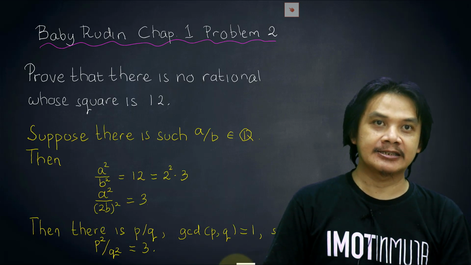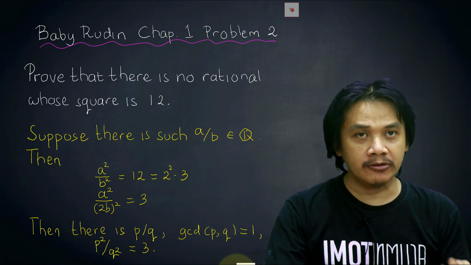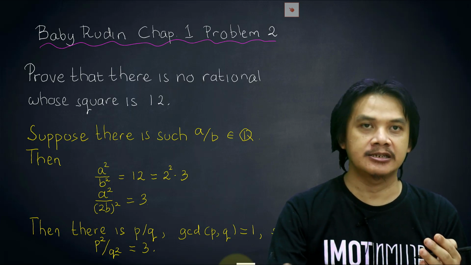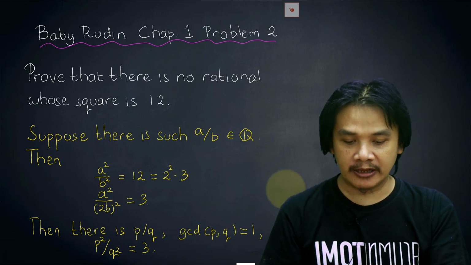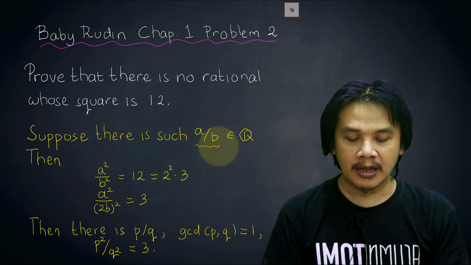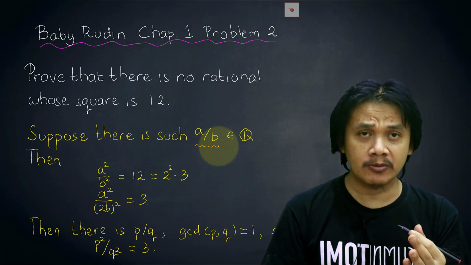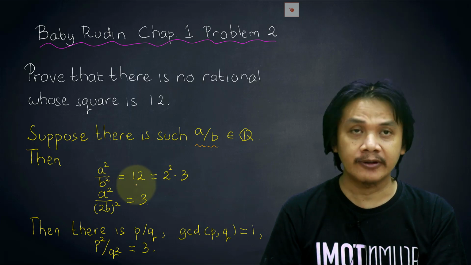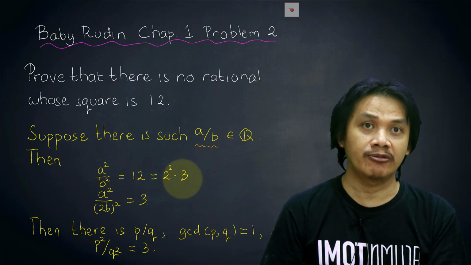Alright, let's get started. Suppose, on the contrary, we could find such a rational number a over b such that its square is equal to 12. So let's call the rational number a over b. Then the square of a over b, which is a squared over b squared, is equal to 12. And this 12 can be written as 2 squared times 3.